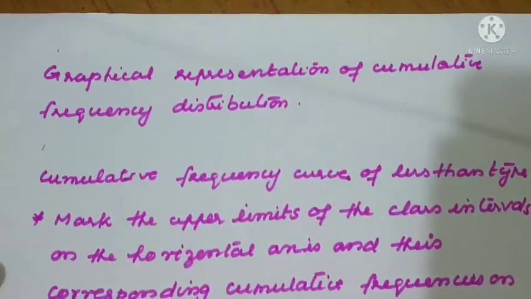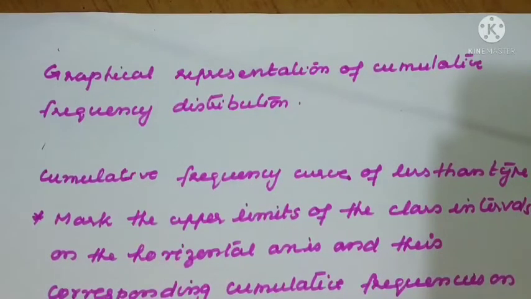Children, statistics we are continuing. Almost all the topics we have covered. This is the last topic, graphical representation of a cumulative frequency distribution. Last year itself we represented the data as a histogram, a bar graph and all we learned in 8th class. Then last year we learned about the frequency polygon. Now this year we have to represent a cumulative frequency distribution graphically.